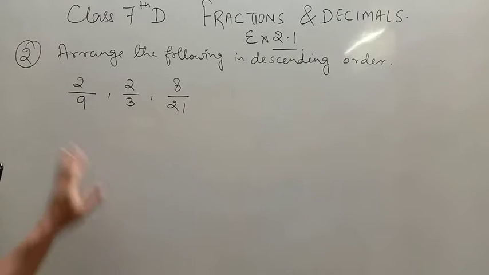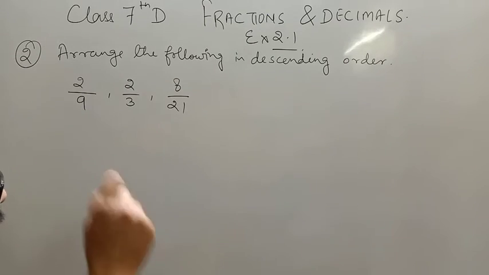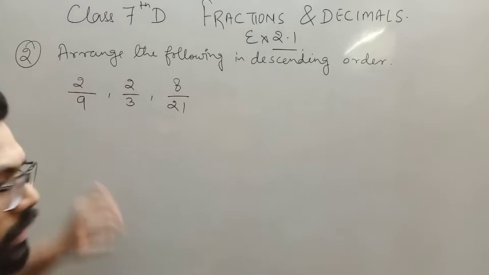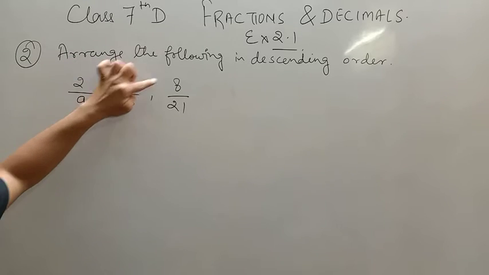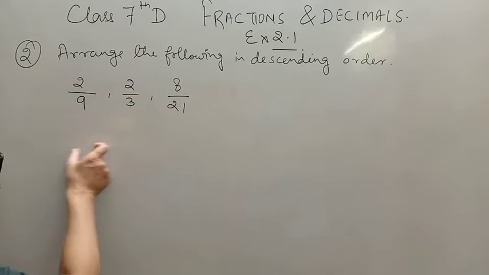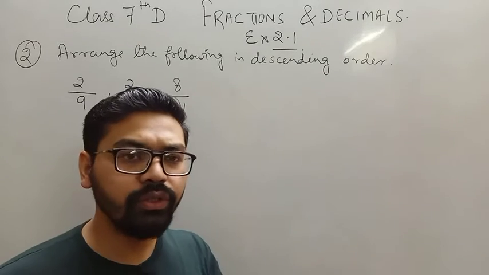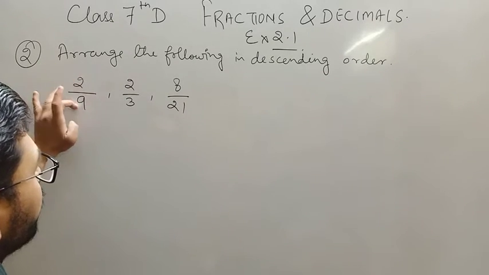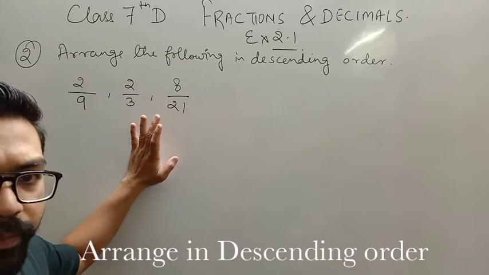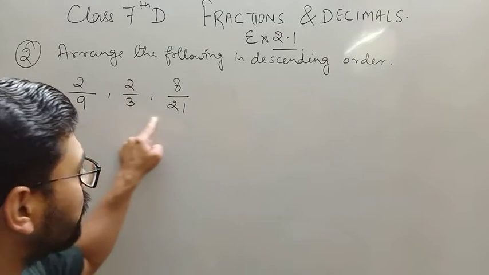Now how to arrange these fractions in descending order without dividing? I mean, there's one method, you divide 2 by 9, you divide 2 by 3, you divide 8 by 21 and then arrange the decimals. But there's another method in which you need not divide 2 by 9, 2 by 3, 8 by 21. What you need to do in the second method is make the denominators equal.